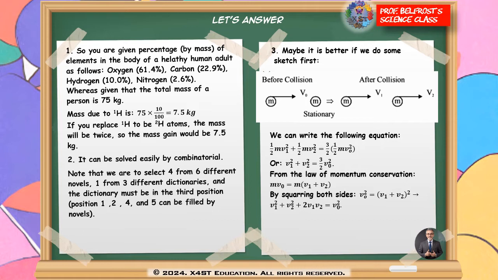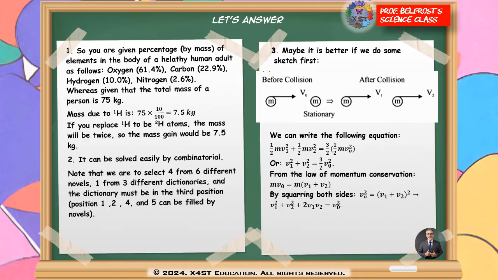And if you replace the hydrogen-1 with hydrogen-2, or deuterium atoms, then the mass will double compared to the mass before. It means that you'll gain a mass of 7.5 kilograms. Okay, and that's the answer for the first question.